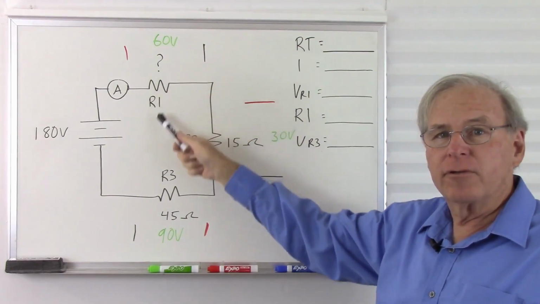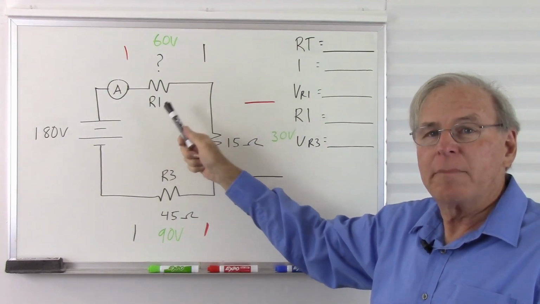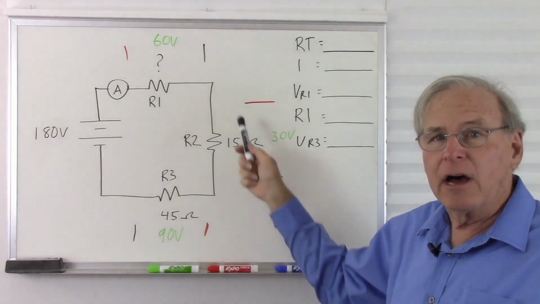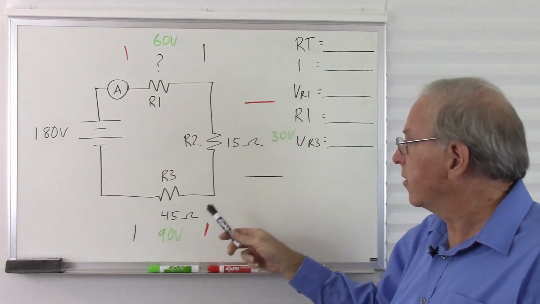Now we can figure out what this resistor is using Ohm's law. But let's not. We can still figure it out just looking at the rules for series circuits.